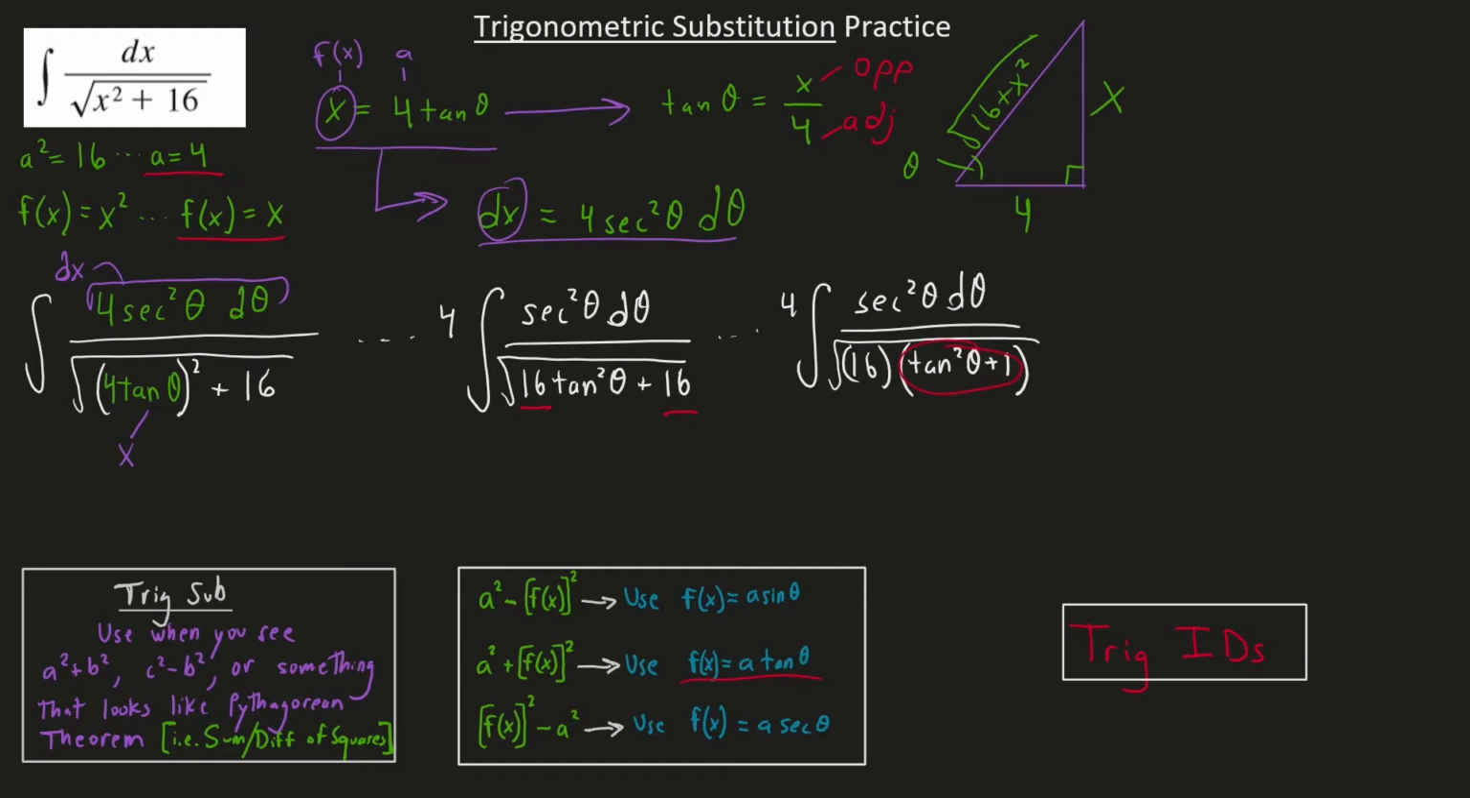Now I know this guy, that's one of those identities. That's just equal to secant squared of theta. Alright, so that's no problem. So I'll perform the radical of the 16 and then the radical of the secant squared of theta, and I'll get a 4 in the denominator and a secant of theta. This 4 can come outside. It'll cancel this 4. And I have secant squared of theta here. Well, that will cancel out the secant of theta in the denominator and just leave 1 secant in the numerator.